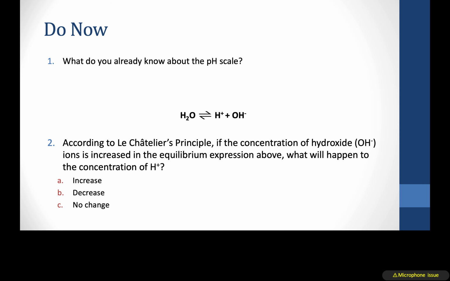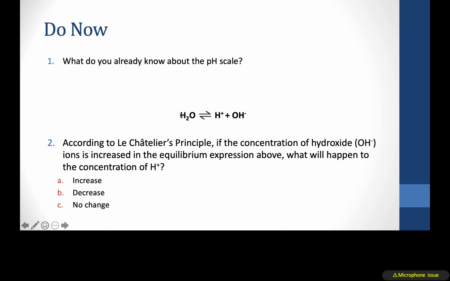So according to Le Chatelier's principle, if the concentration of hydroxide ions is increased in this expression, what will happen to the concentration of H plus? Remember, if I increase the concentration of something, it's going to shift the reaction away from that side. So if I add more OH minus, it's going to make more water. And the only way I can take OH minus and make water is to use up some H plus.